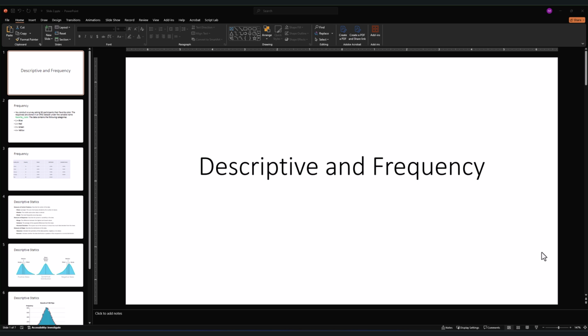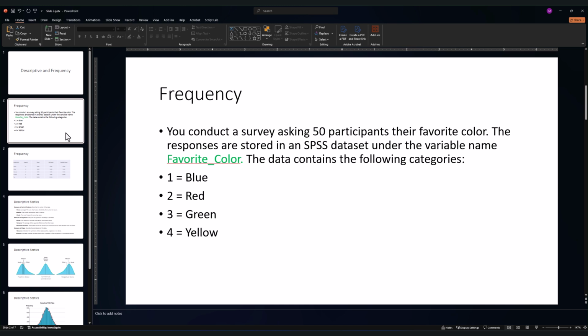There are three main types of descriptive statistics: frequency distribution, central tendency, and variability. Frequency refers to the number of times a particular value or a category occurred in a dataset. It helps to understand how often specific data points appear. Here is an example of frequency distribution.